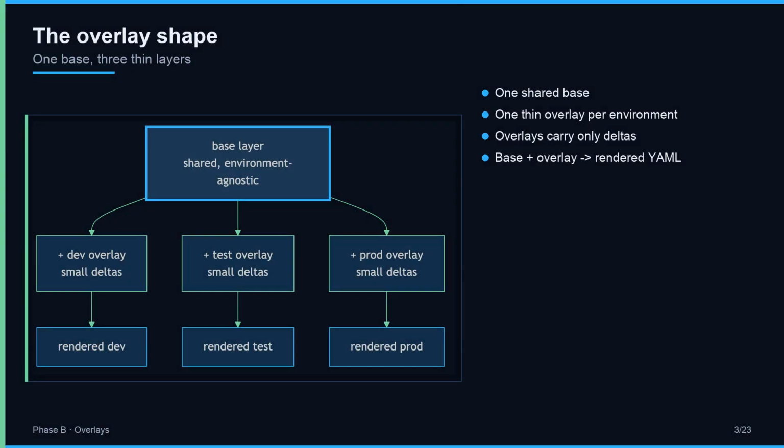Hold this picture. One base at the top, environment agnostic, identical for every tenant. Under it, three thin overlays: dev, test, and prod. Each overlay adds only its small deltas. From that one base plus three layers, you render three complete, different sets of manifests. This single shape is the foundation of everything else in the series.